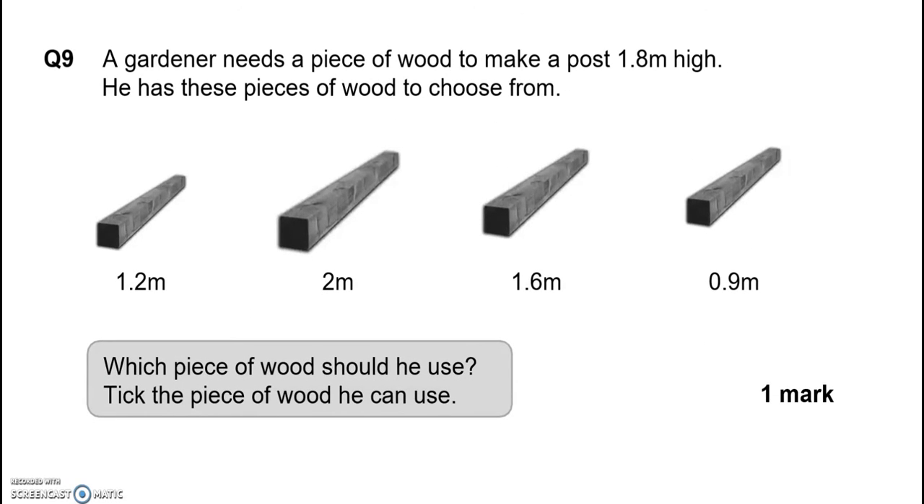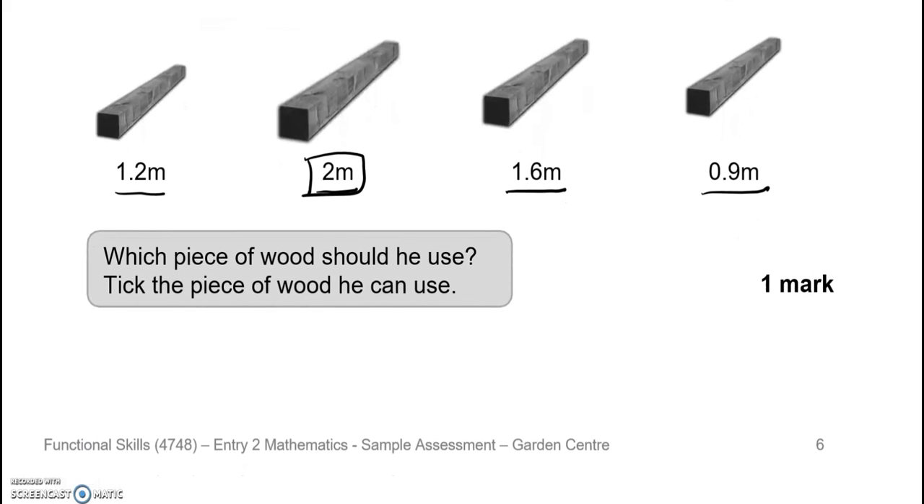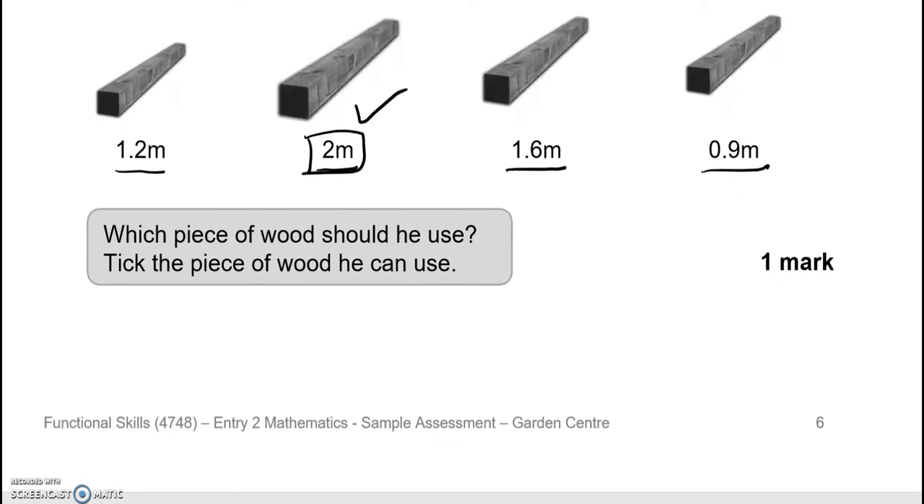Question 9. A gardener needs a piece of wood to make a post 1.8 meters high. He has these pieces of wood to choose from. Which piece of wood should he choose? We've got 1.2 meters, which isn't high enough. We've got 2 meters, which is slightly higher, 1.6, which is not enough, and 0.9, which is not enough. So 2 meters should be the right one. So we're going to tick it as well.